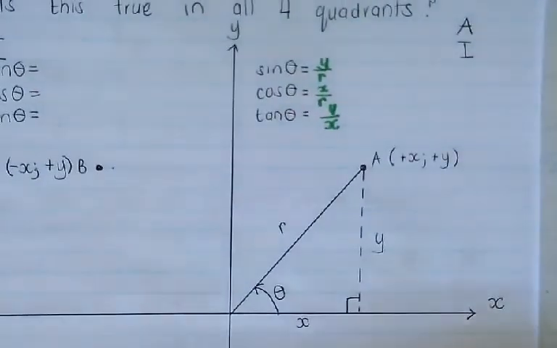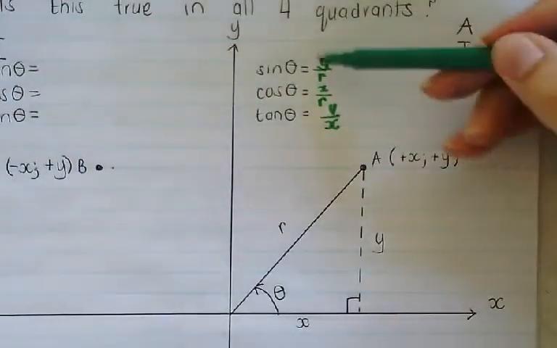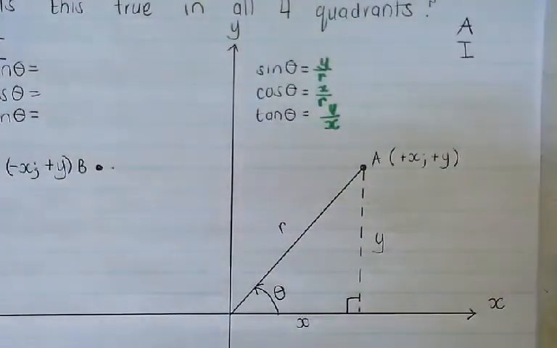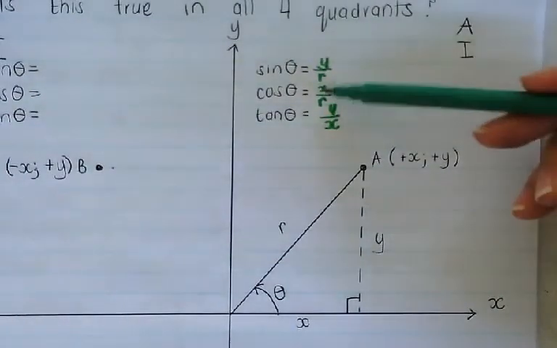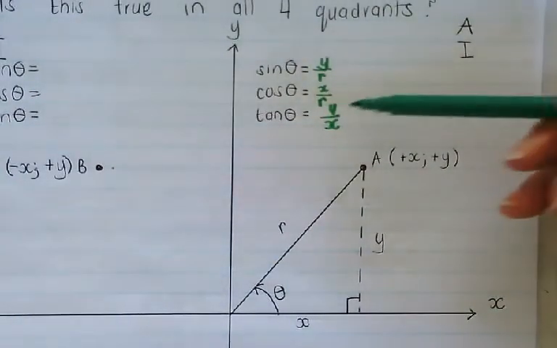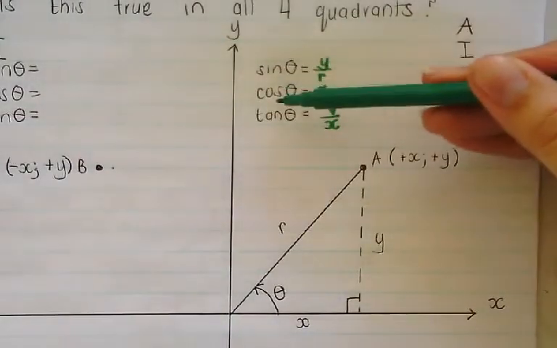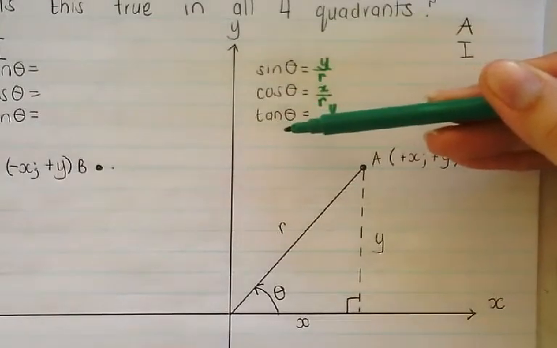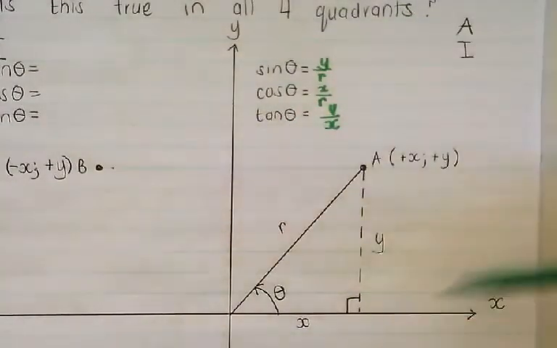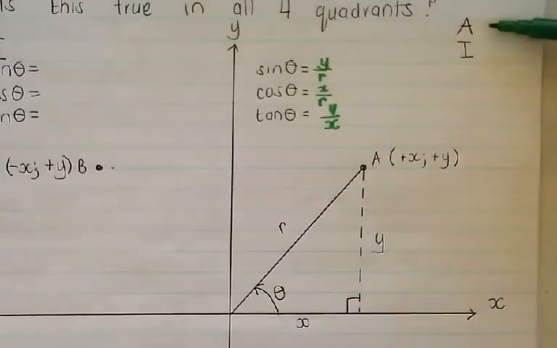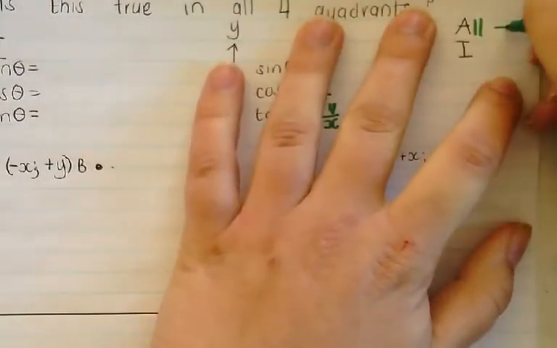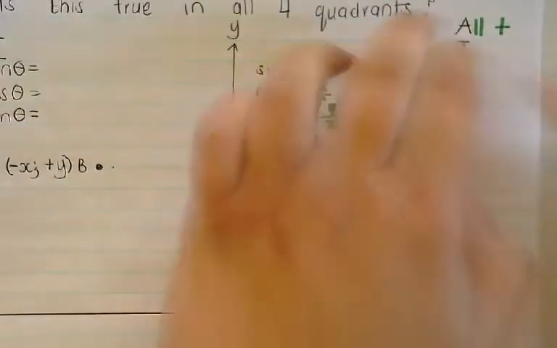Now, very important, I did not put my positive signs in because I knew that they were all positive. But technically, this is positive y over positive r, which is positive. Positive x over positive r, which is positive. Positive y over positive x, which is positive. So sine, cos, and tan are all positive in quadrant 1. And that is what the A stands for. All positive in quadrant 1.